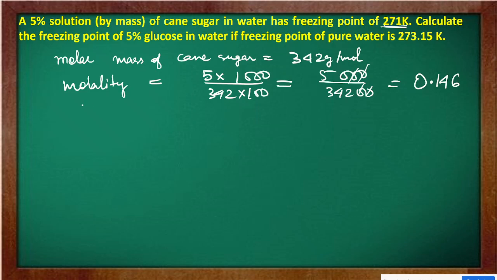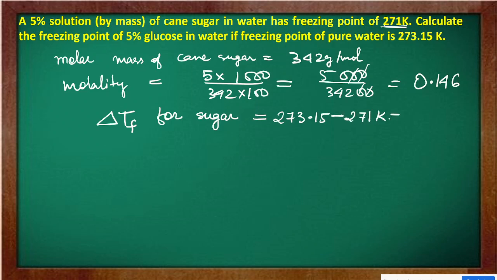So let's see. Therefore, the change in the freezing point for the sugar solution is equal to 273.15 minus 271 Kelvin. This is the change in the freezing point, because earlier it was 271, then later it became 273.15 Kelvin. So the difference will be 2.15 Kelvin.